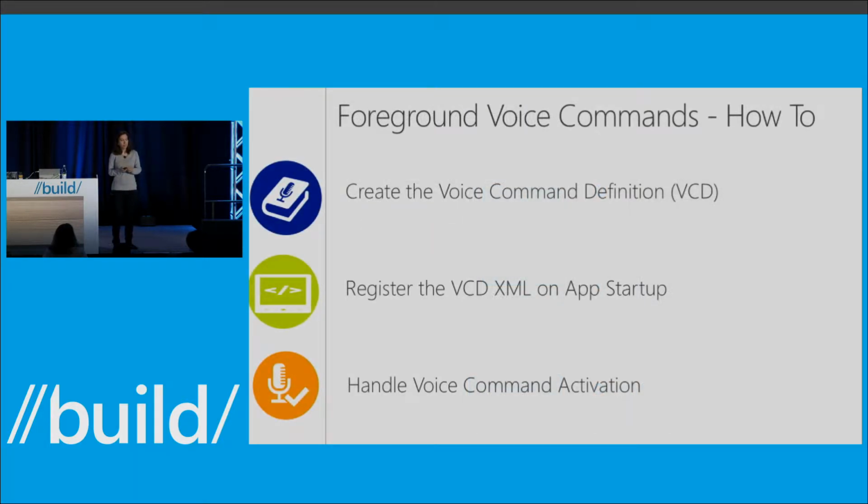To enable voice commands in the foreground for Windows Universal apps, you are required to do three things. The first thing, you have to create the voice command definition. Then you have to register the voice command definition XML with Cortana at the application startup. And then you have to handle the voice command activation when the app is being launched from Cortana.